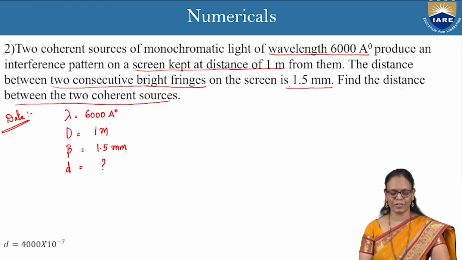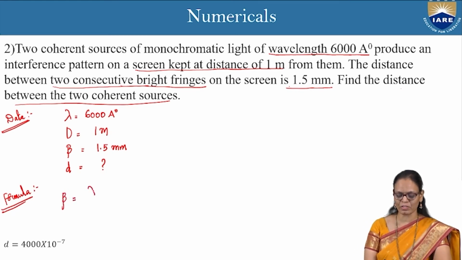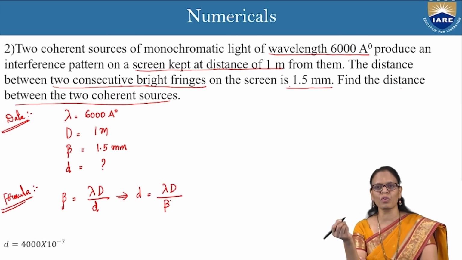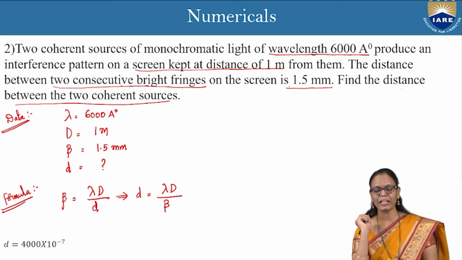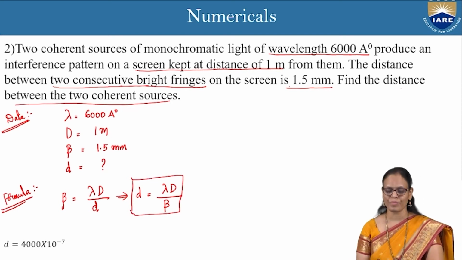What we have to find is the distance between two coherent sources, that is small d. So what is the formula we are going to use? For clarity, it is always good that we remember the basic formula for fringe width: beta is equal to lambda D by d. But we have to find d, so from here I'll simply deduce the formula for small d. So small d will be equal to lambda D by beta. Instead of remembering 3-4 formulae, you can simply remember one basic formula for fringe width, and from that you can write any formula which is required depending upon what is asked in the numerical.